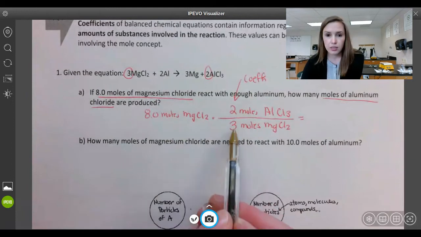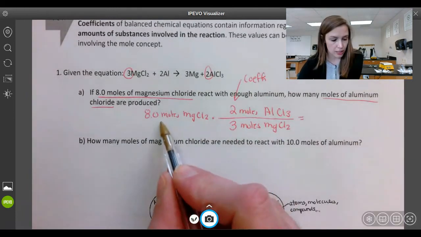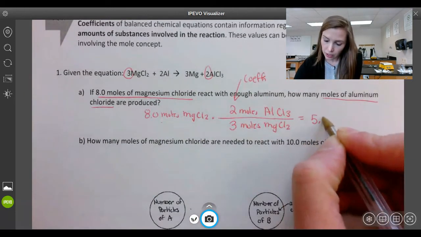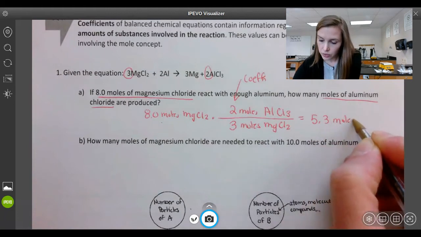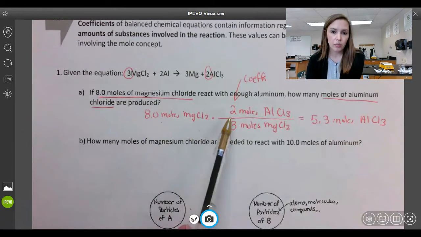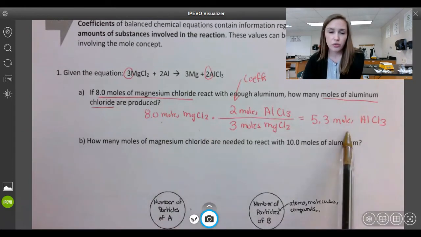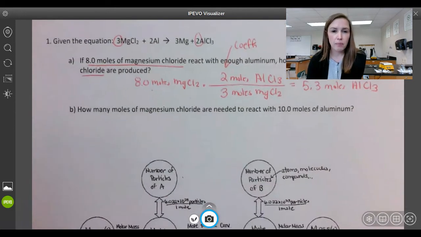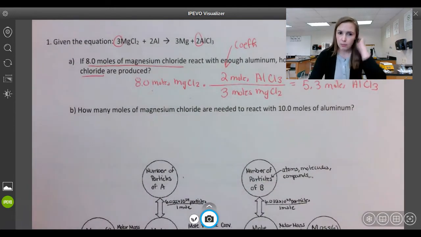So if you multiply across the top, divide by the bottom, keeping to my 2 sig figs that I started with, you'll have 5.3 moles of your aluminum chloride. So if I have 8 moles of magnesium chloride with enough aluminum, it will produce 5.3 moles of my aluminum chloride. Okay, feel free to pause and try out the next one and then check back in.